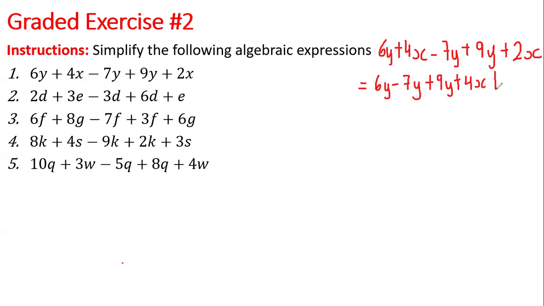Plus 2x. Good. Now we have all of the y's together and all of the x's together. What is 6y minus 7y going to be? That will be negative 1y, plus 9y, plus 6x. 4x plus 2x is 6x.